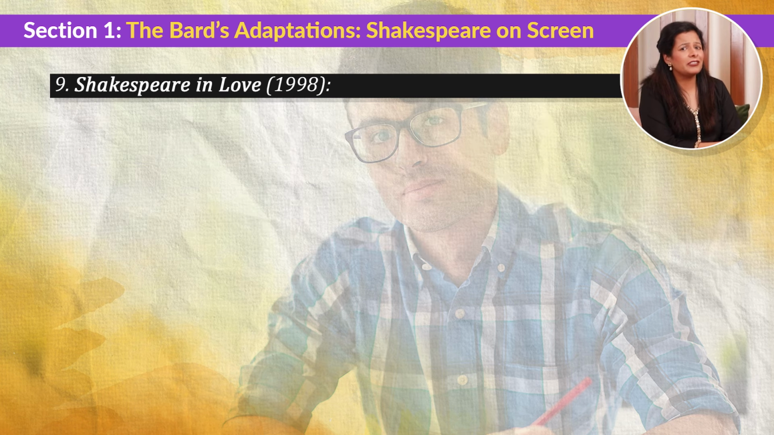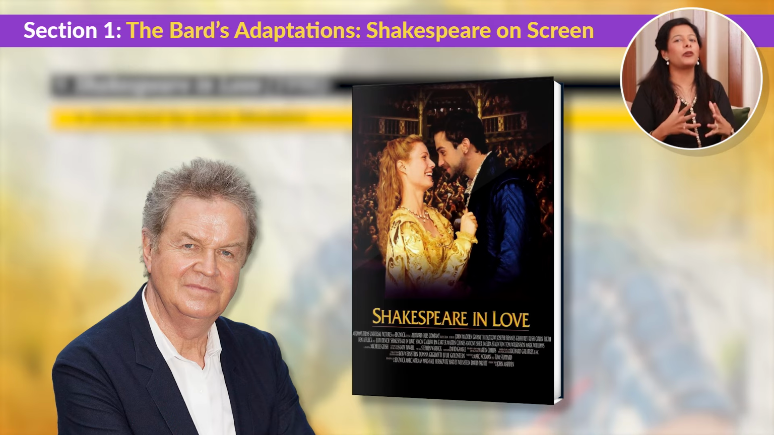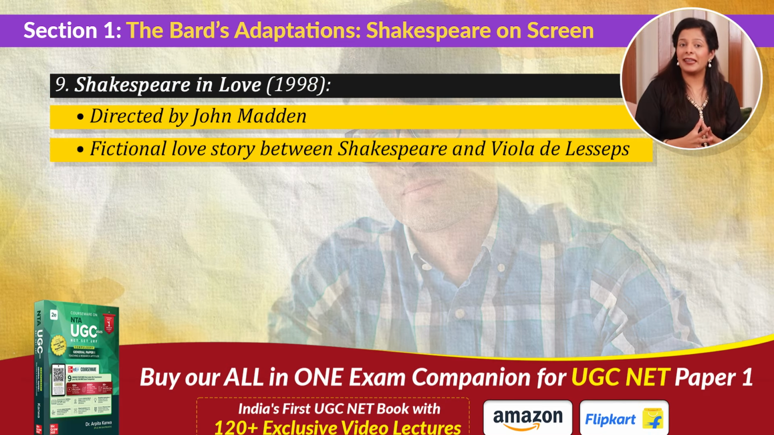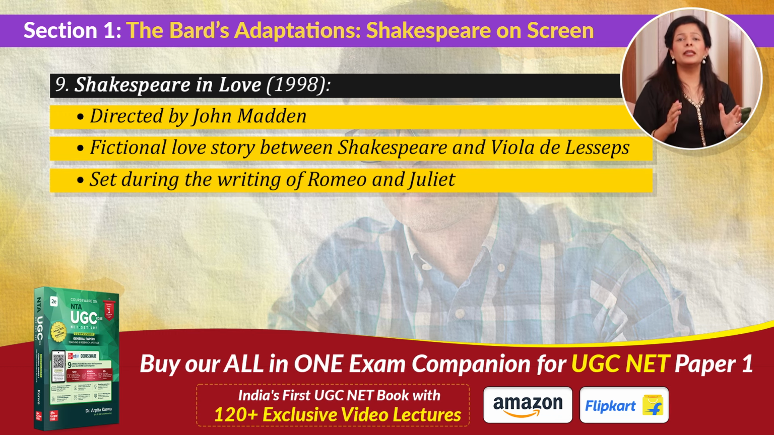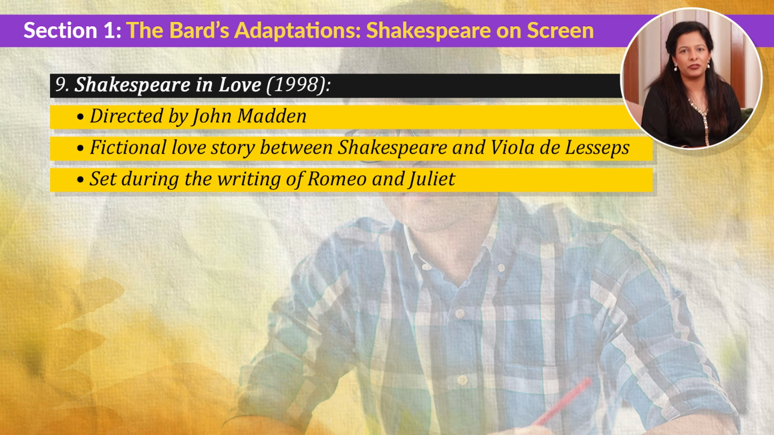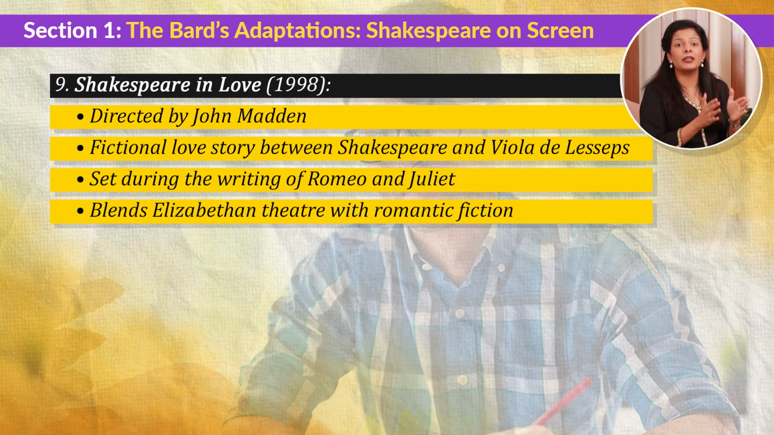Shakespeare in Love, released in 1998, is a romantic historical drama directed by John Madden that presents a captivating fictional love story between William Shakespeare and Viola de Lesseps, set during the time when Shakespeare is writing his masterpiece Romeo and Juliet. What made this film so special was its clever blend of historical elements with imaginative fiction, perfectly capturing the vibrant world of Elizabethan theatre.